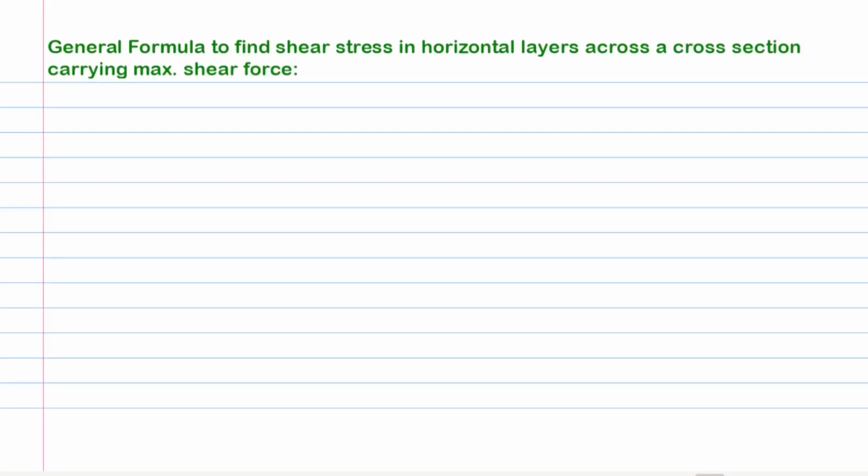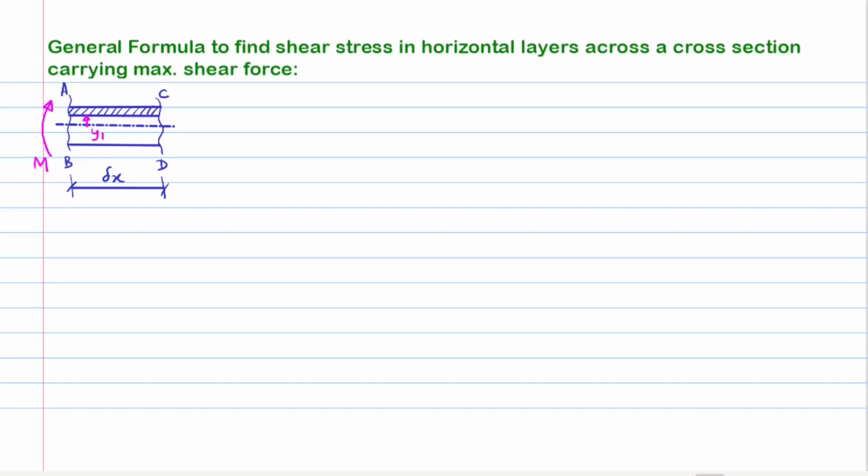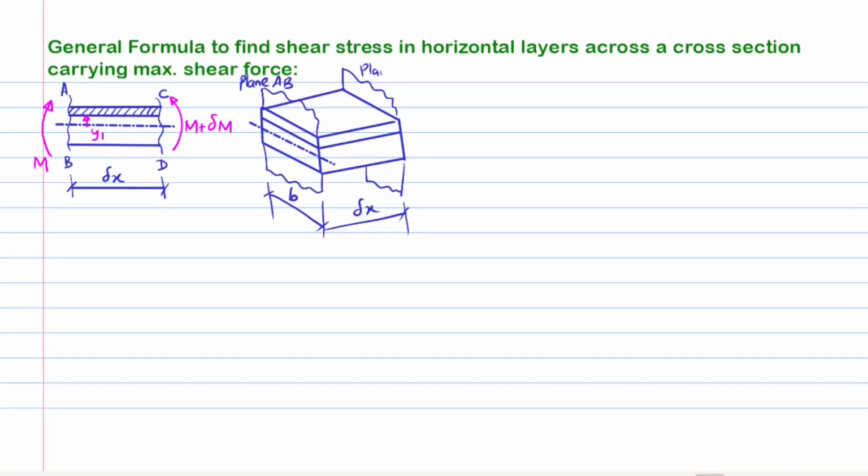Let us now derive the general formula to find the shear stress at various horizontal layers across a beam's cross-section. Let an arbitrary cross-section AB of a part of the beam with length del x carry bending moment M as shown. At the cross-section CD, because of the variation of the bending moment from section to section, the moment is denoted as M plus del M. We show an arbitrary layer at distance y1 above the neutral axis. An isometric view of the differential beam is also drawn for ease of visualization. The width of the beam is denoted by B.